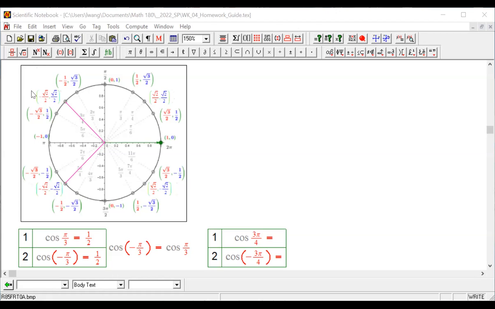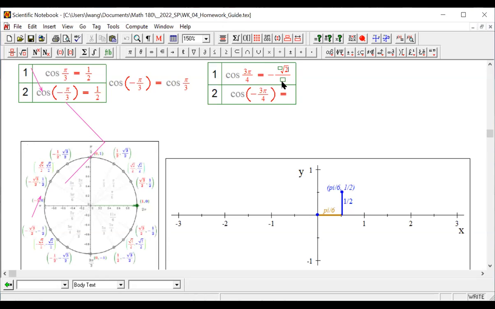We see negative root 2 over 2 right here, and we also see another negative root 2 over 2. So they're the same value. So now you start to think, is that always the case? It seems so. And this is equal to negative root 2 over 2, and this other one is also negative root 2 over 2.